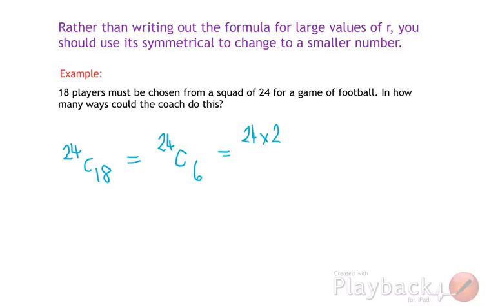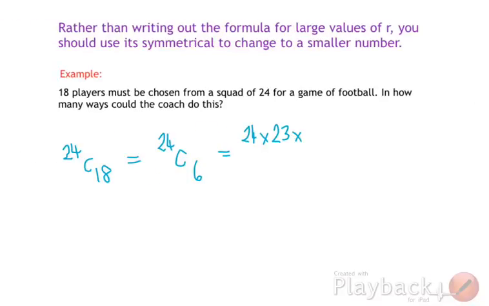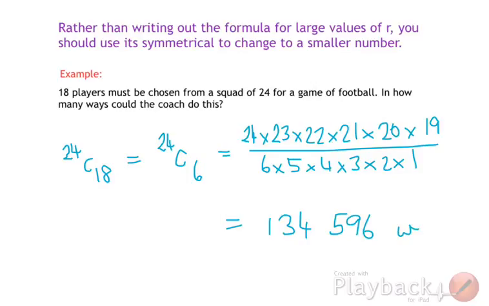So 24 times 23 times 22 times 21 times 20 times 19 all over 6 times 5 times 4 times 3 times 2 times 1. Sorry, my hand keeps getting in the way. Notice I've only got 6 terms, because my 18 factorial on the top and the bottom will cancel out. And I end up with 134,596 ways of choosing 18 people for the team.